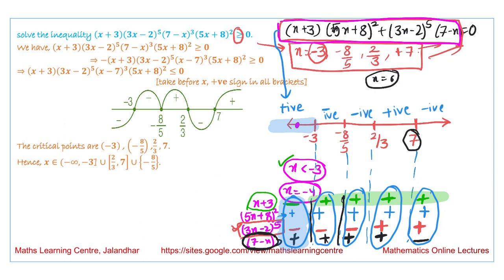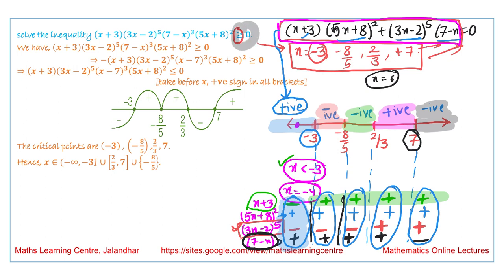We are saying if I substitute a value less than minus 3, this term will be negative, positive, negative, positive. So, the product of all these will be positive. Next, in this portion, from minus 3 to minus 8, it will be negative. Next, in this portion, it will be negative. Next, in this portion, this will be positive. Next, in this portion, this will be negative.